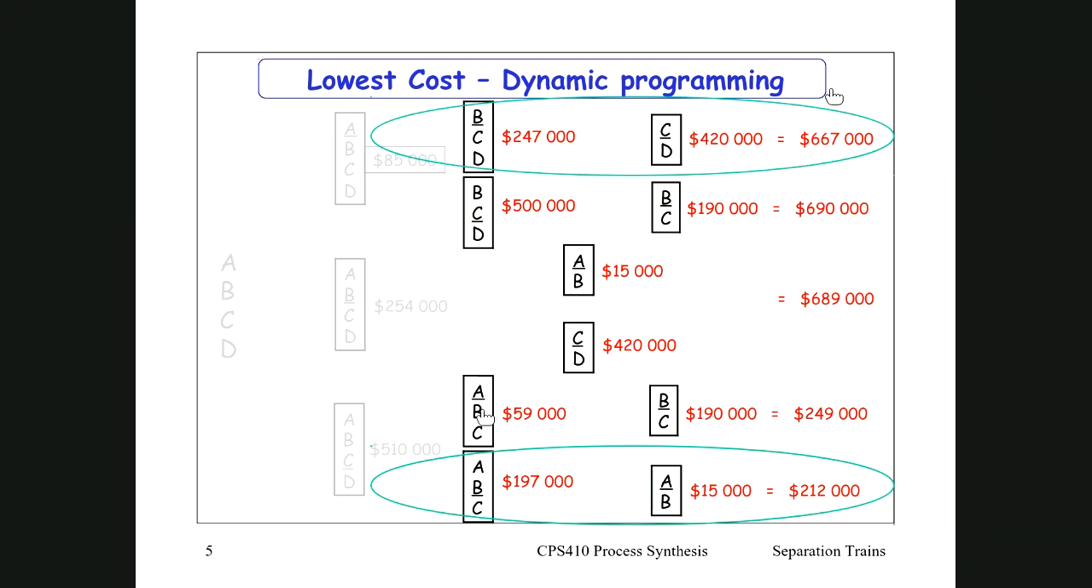Down here, we've got a ternary mixture of A, B, C, and that can be done in two different ways. If we separate A first, we get 249,000. If we separate C first, we get 212,000. Again, you can put your asterisk over here. This is the optimum way. As soon as you get an A, B, C, this is the optimum way of doing it. First separate C, then A from B. Right.